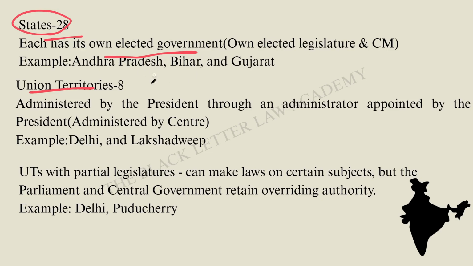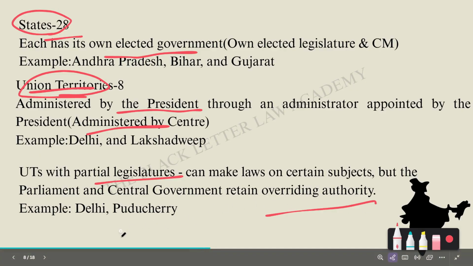Now coming to union territories, India has 8 union territories. These are administered by the president through an administrator or lieutenant governor, which means they are controlled by the center. So, do union territories have the same power as the states? No. Some union territories have a partial legislature. They can make laws on certain subjects. The parliament has overriding authority. For example, Delhi and Puducherry have a legislature, but they are not equal to states.